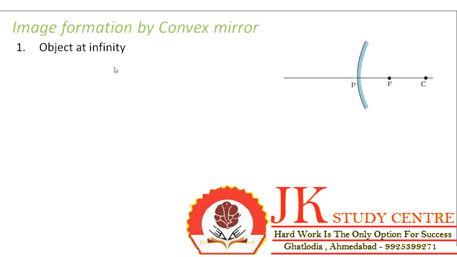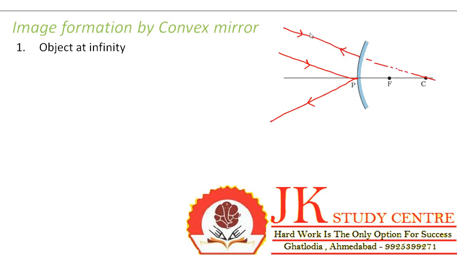So in case of a convex mirror, what will happen if the object is at infinity? That means parallel rays will be coming. Let us suppose we have one ray which falls obliquely at the pole, so it will get reflected obliquely. Let us suppose there is another ray which appears to pass through the center of curvature. So what will happen after reflection? It will retrace the same path. It will go back along the same path.